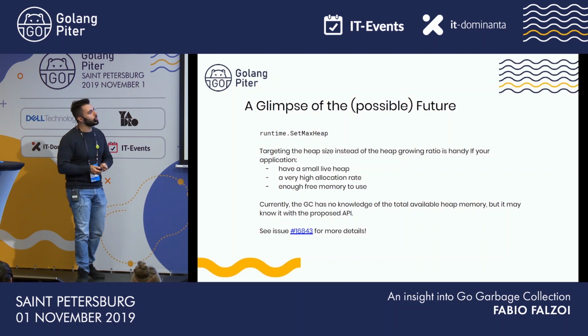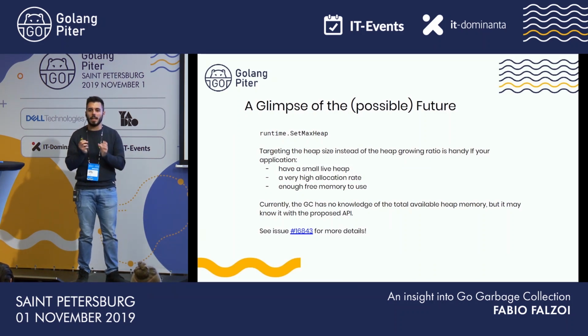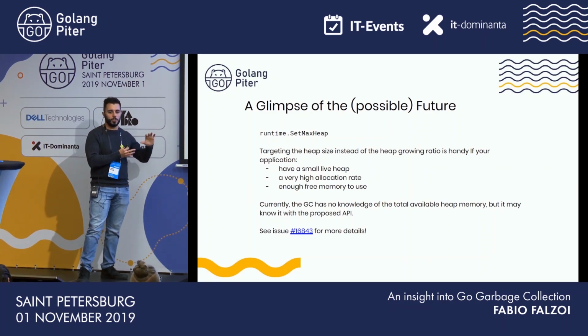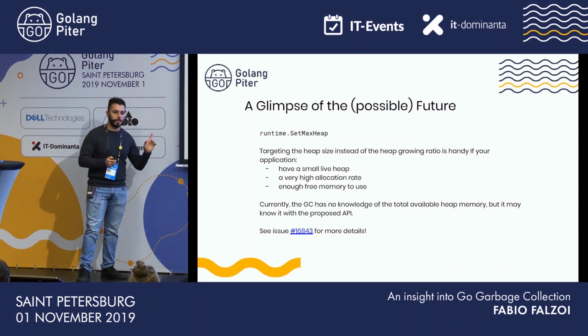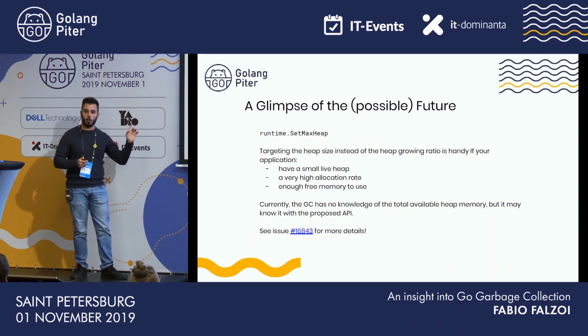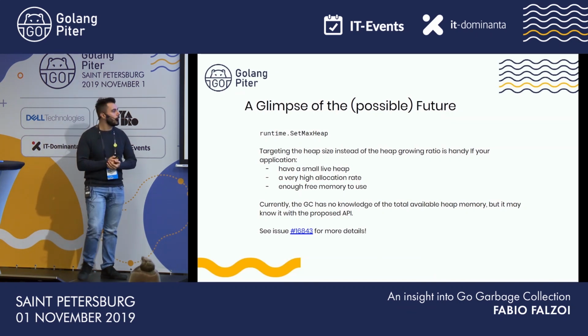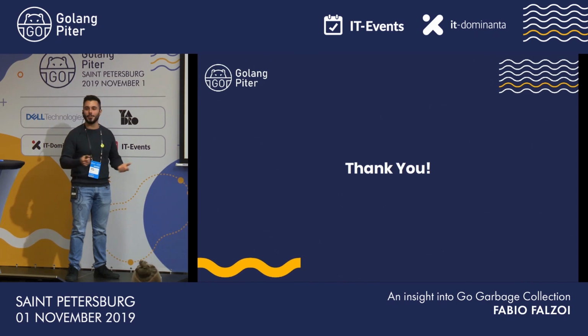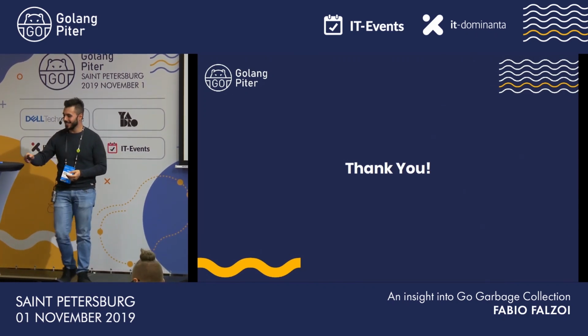This maybe will be useful for a special class of application that has a small live heap but a very high allocation rate. Normally these applications rely on having a high GOGC, but they end up having the problem I described before. So this is all I had, thank you for your attention, and I'm done.